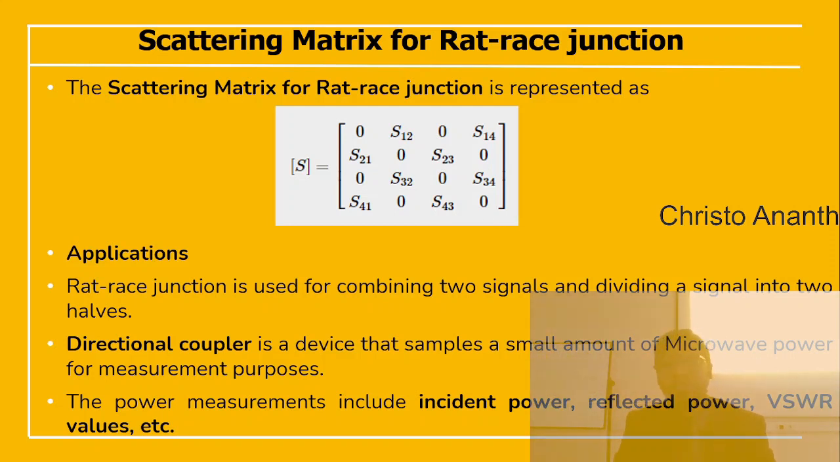Okay. So with the Rat-Race junction, you can combine two signals, and you can also divide a signal into two halves. So you can also use a directional coupler that is going to sample a small amount of microwave power for measurement purposes. Maybe you can have power measurements including incident power, reflected power, VSWR values and so on.